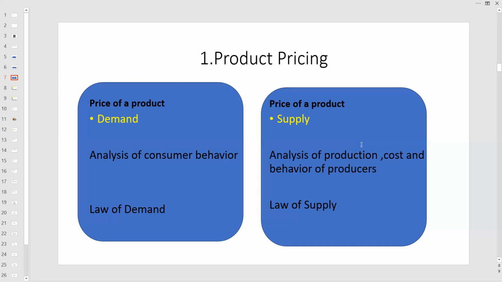Okay, now the question must have come to your mind: what is consumer behavior and what is producers' behavior? Means how they behave in the market with respect to changes in the prices. So see the next slide.